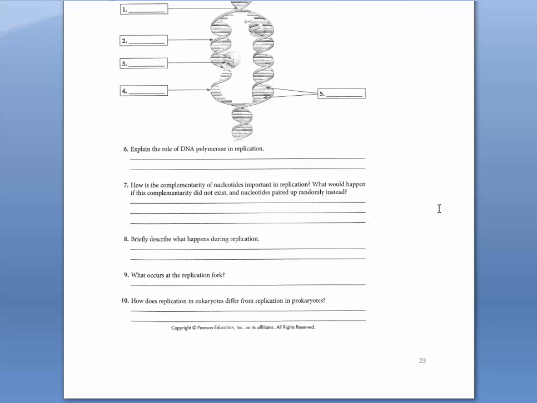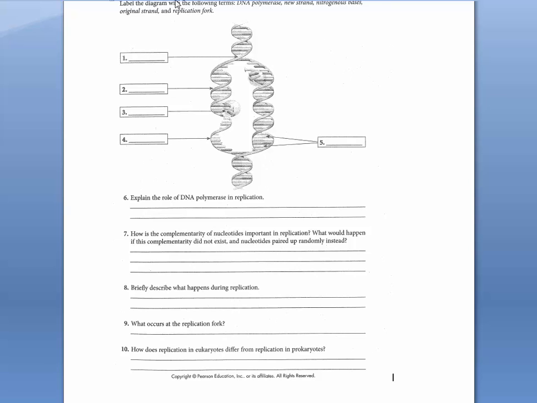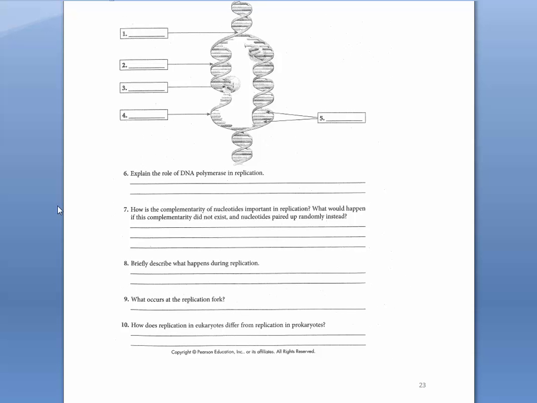Now think about, for this second part, what would happen if this complementarity did not exist and nucleotides paired up randomly. Try to remember what DNA is and why your body spends so much energy trying to preserve the integrity, or copy your DNA as closely as possible. What kind of genetic problems would happen if your DNA was not copied correctly?